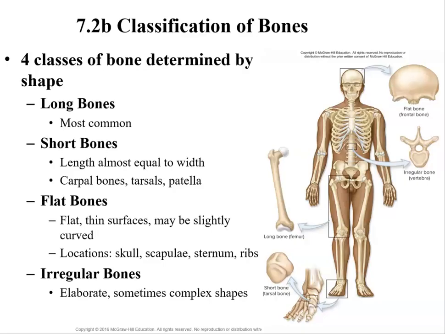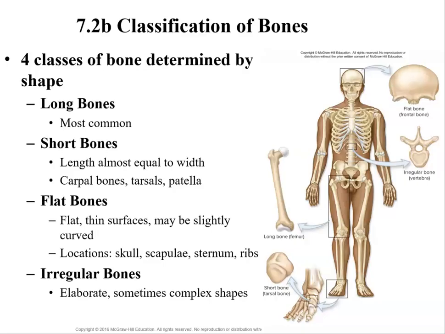Then you've got short bones. These are going to be, the length is almost equal to width. So it's going to be your carpal bones, your tarsal bones, and your patella. You can have flat bones. These are often slightly curved. So an example would be the scapula, the sternum, the bones of the skull, and the ribs.